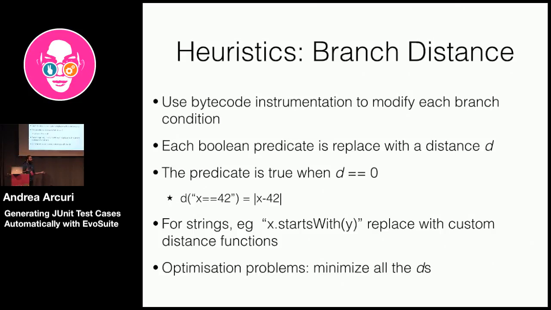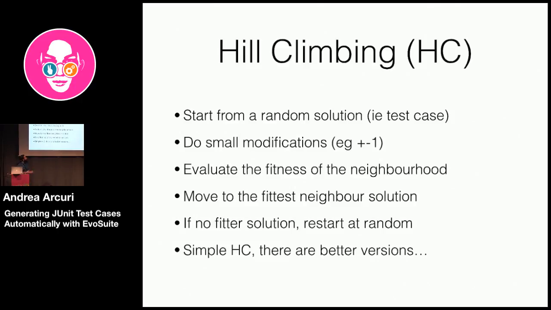Because once you get that distance, then you can start to explore your search landscape. You can try to find which are the test cases that are closer to solving those constraints in the if statement, which can lead you to achieve higher code coverage. So that's the idea. The simplest search algorithm is hill climbing, which is a kind of aggressive, greedy algorithm. The idea is that it starts from a random solution, completely at random.